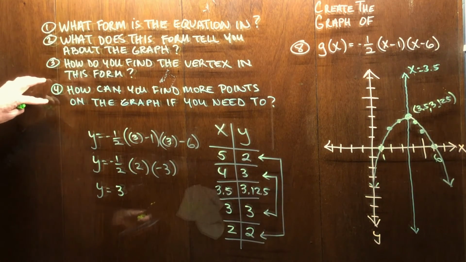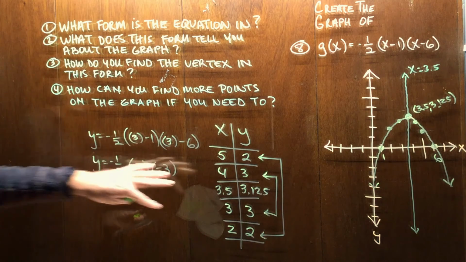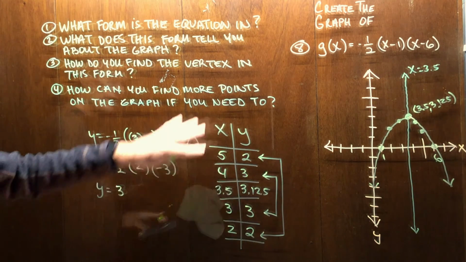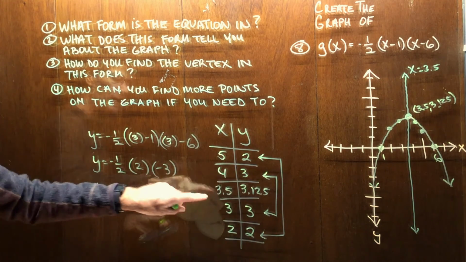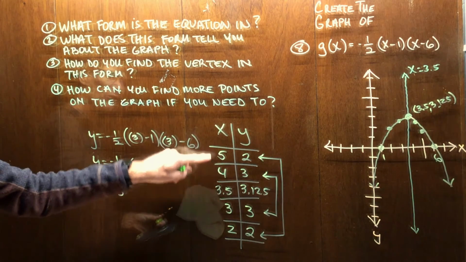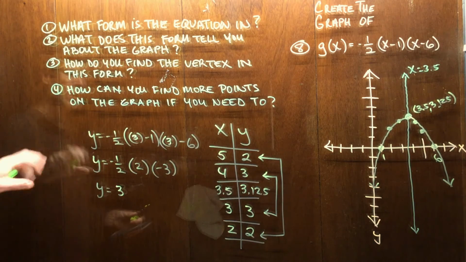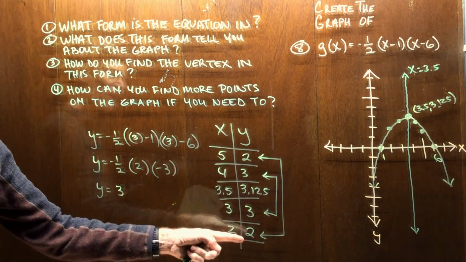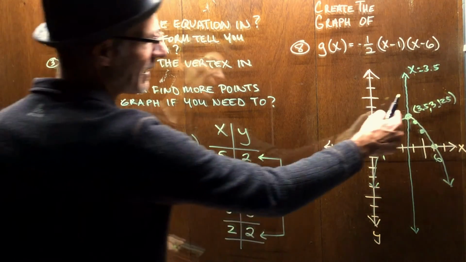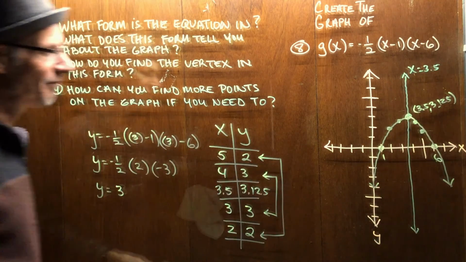3.125. And then if I needed to find more points on my graph, I needed to use a table. And so I created a table with the vertex in the middle, and I made my table have x coordinates that were symmetrical. And when I put those x coordinates into my function, I found the y values, and now I was able to make an accurate picture of my parabola.